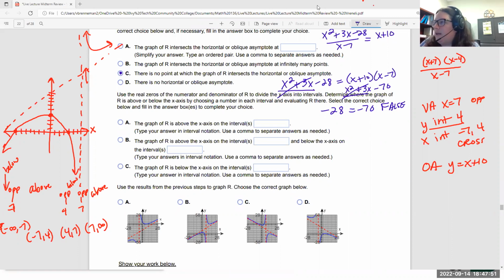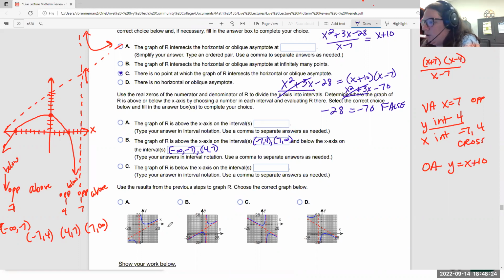But so to fill in then, the above intervals were negative 7 to 4 and 7 to infinity. And the below was negative infinity to negative 7 and 4 to 7. These intervals, notice it covers the entire x-axis, but I definitely recommend you don't try and figure out what are the above ones and what are the below ones separately. Just look at all of the pieces as a whole.